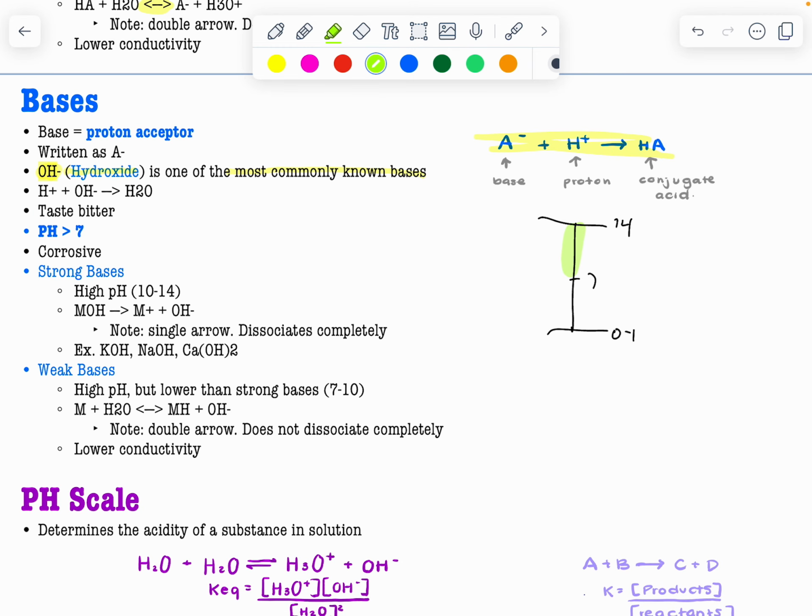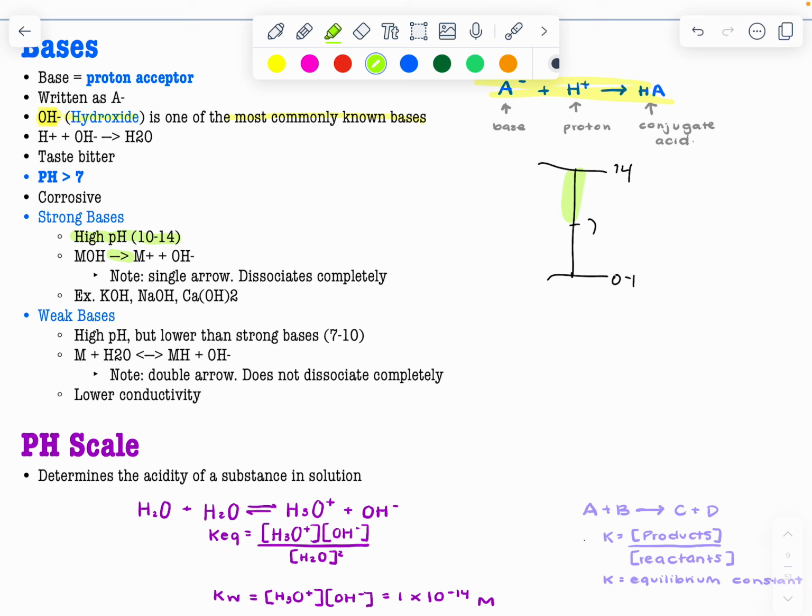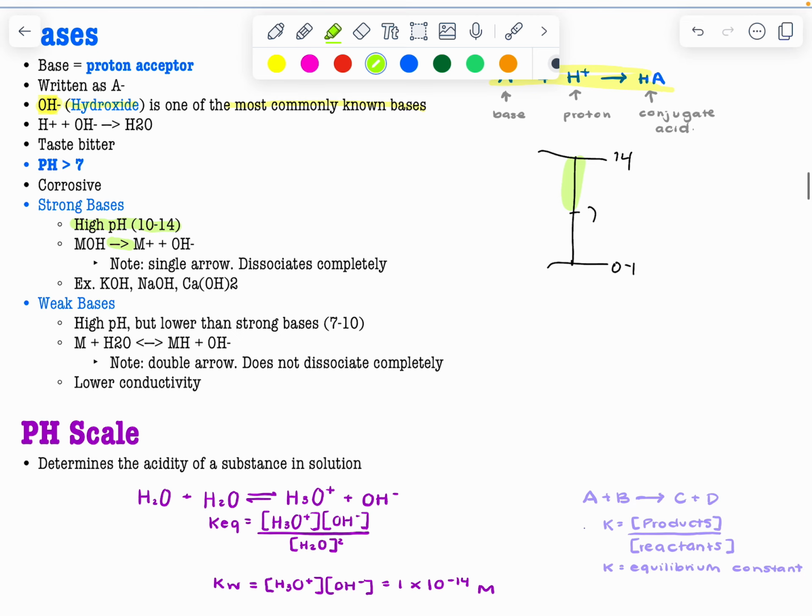Strong bases are going to have a high pH between 10 and 14. We can see right here in this little equation, we have a singular arrow again, meaning that the reactants dissociate completely. And then we also have weak bases, and very similar to acids and electrolytes, they have the double arrow, which means we still have presence of reactants and products in our solution and did not dissociate completely. The weak bases, again, will have a high pH, but it will be lower than strong bases, between 7 and 10. So I'll put that right there for weak bases, and I'll put this little orange one up here for stronger bases. And again, they have lower conductivity.